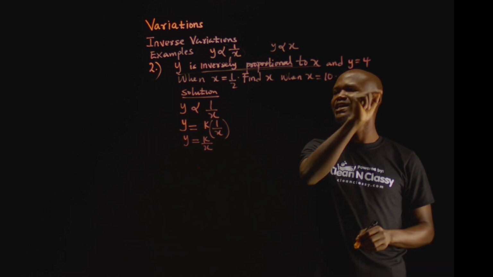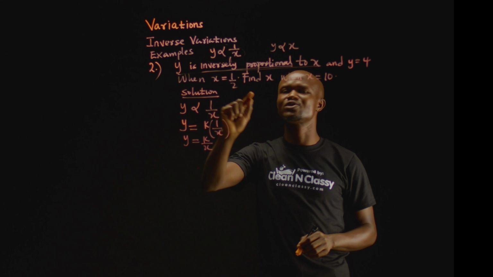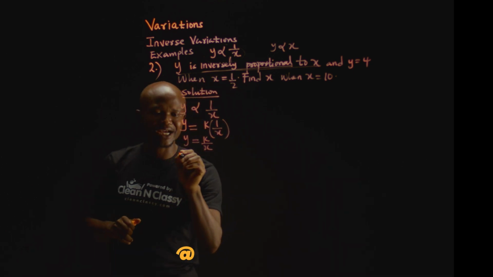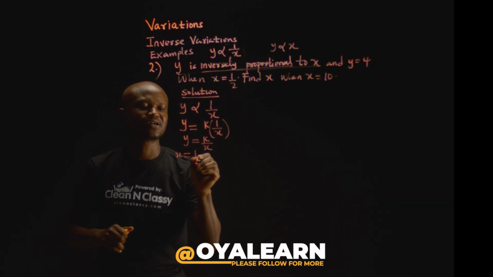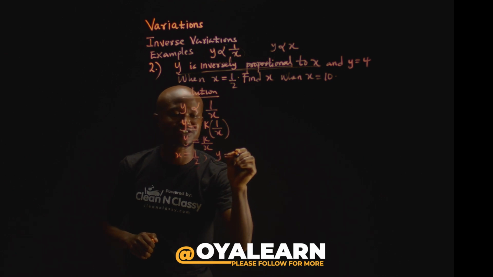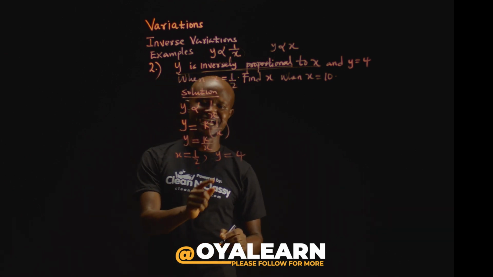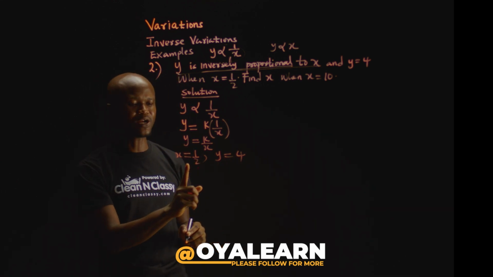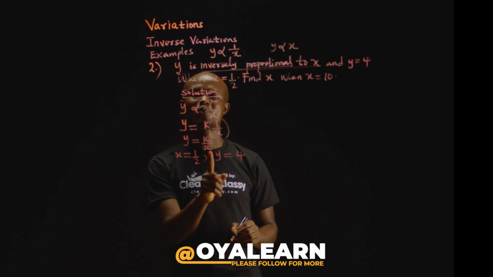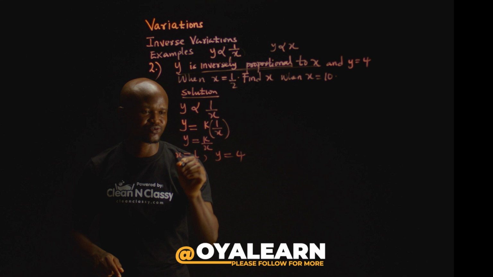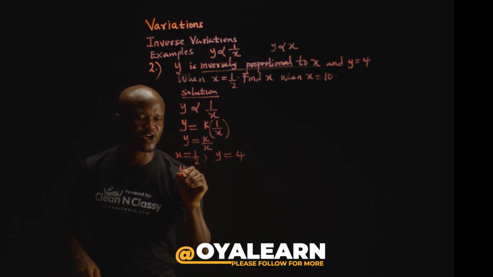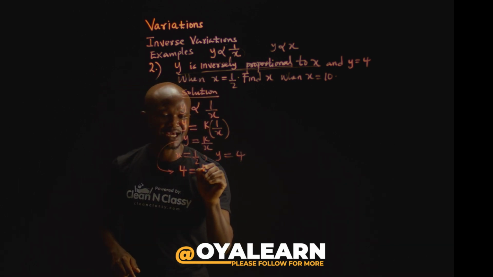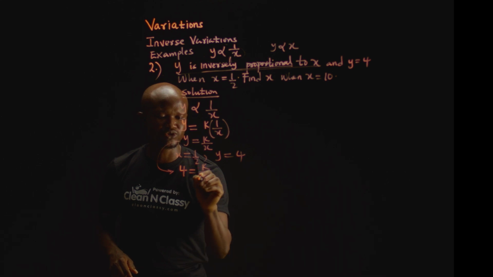y equals 4 when x equals half. Meaning that we are given that x equals half and y equals 4. It means that anywhere you see y, you replace it with 4, and anywhere you see x, you replace it with 1 over 2. Now, let's do that. So now we have 4 equals k divided by 1 over 2.